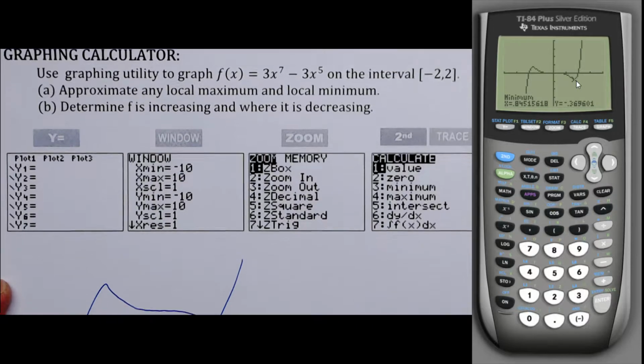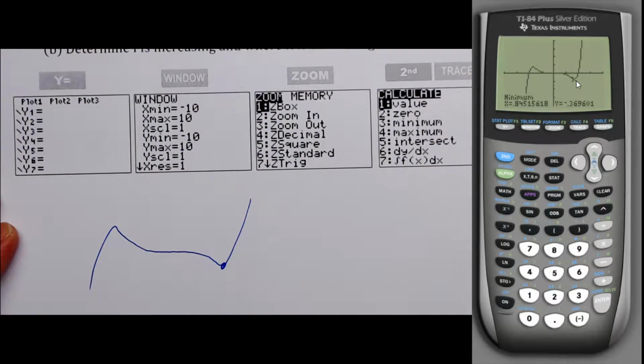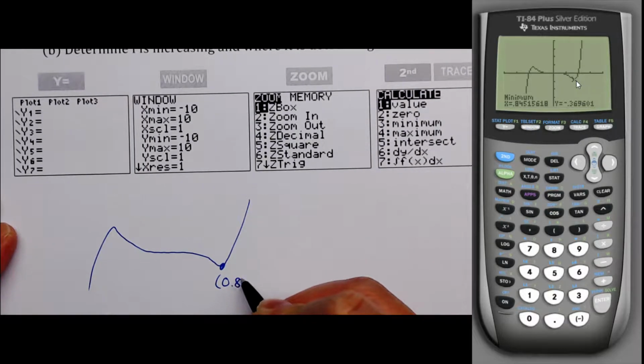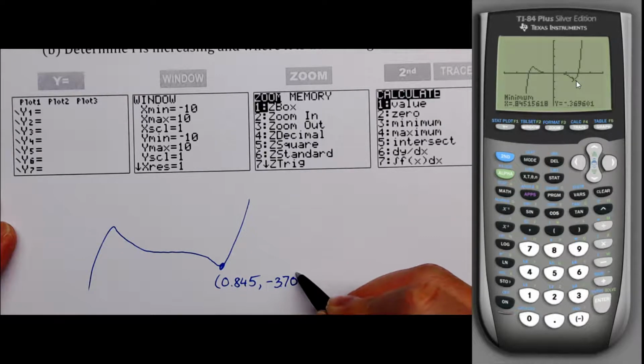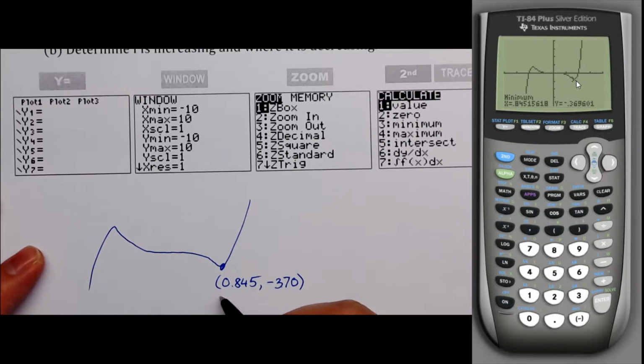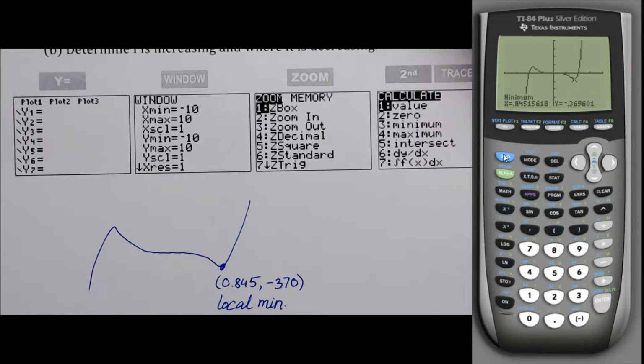Local mean here is going to be equal to 0.845. Let's say 3 decimal places. Y is negative 369, so like 370. So that is the local mean. Now we do the similar thing for the local maximum. Second, calculate, and the maximum is option number 4.